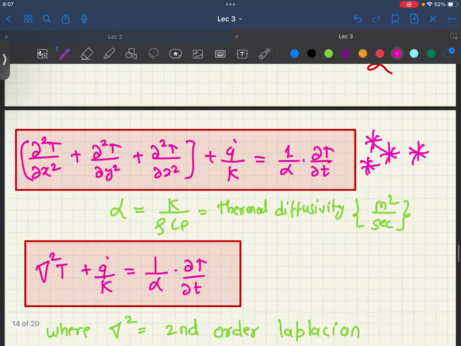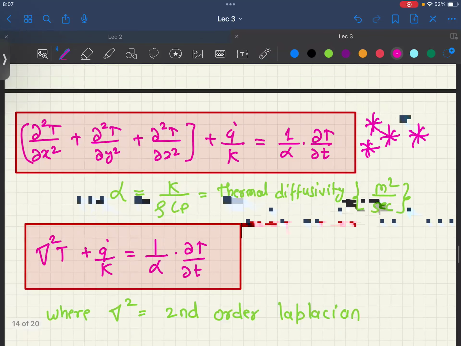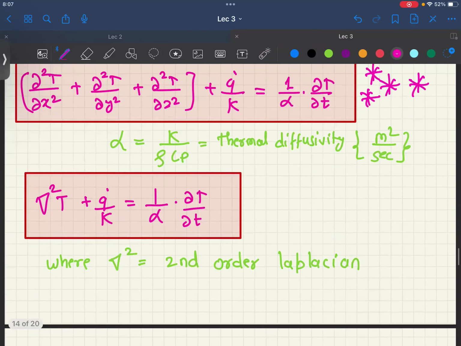Okay, dou2t by dou x square plus dou2t by dou y square plus dou2t by dou z square plus q dot by k is equal to 1 by alpha dou t by dou t. Okay, so this is the expression in vector notation. You can write this like this: del squared T plus q dot by k is equal to 1 by alpha dT by dt. Now two things which are very important are the limitations of this equation.